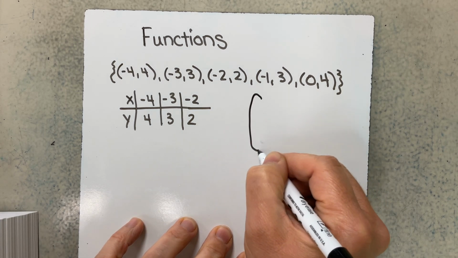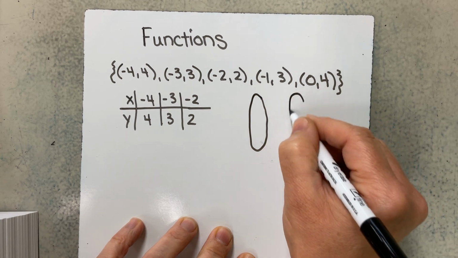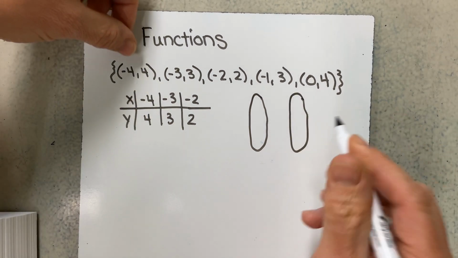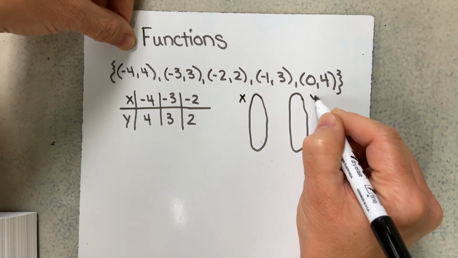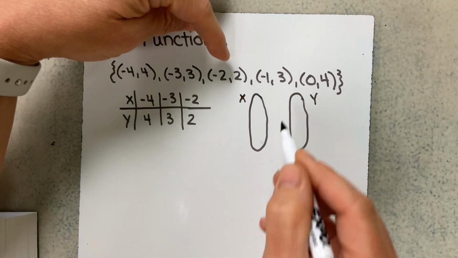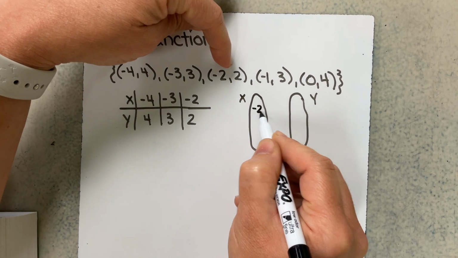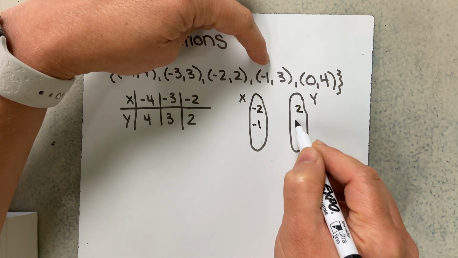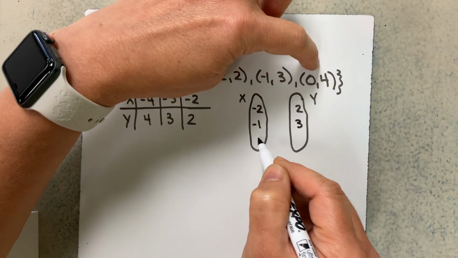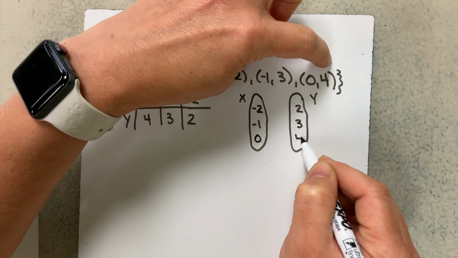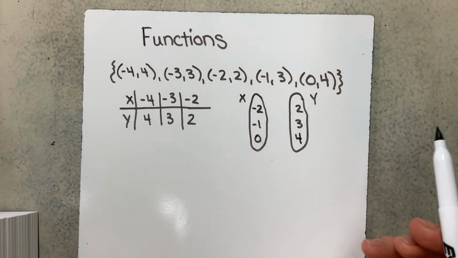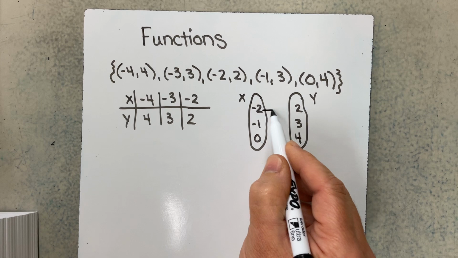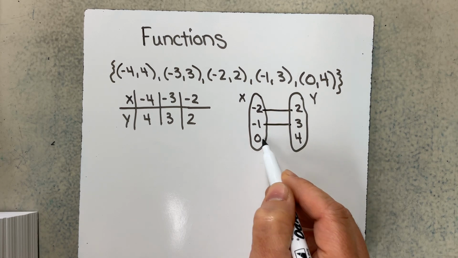You can also show it by doing something called a map. Okay, so this is my x side, this is my y side. I'm going to look at some of these here. So -2 is my x, 2 is my y. -1 is my x, 3 is my y. 0 is my x, 4 is my y. So when I look at these, they match up.